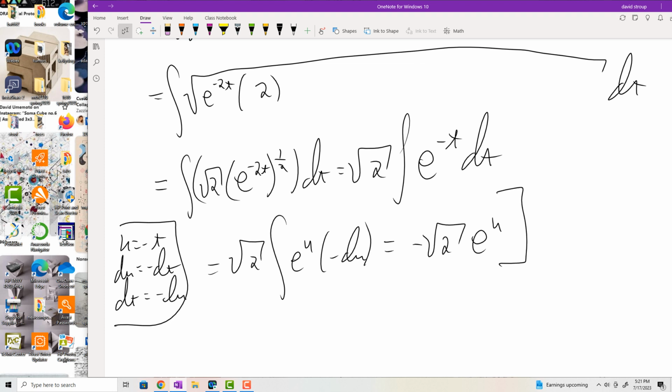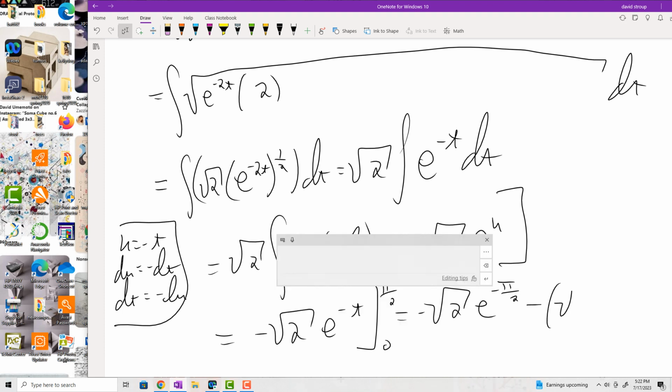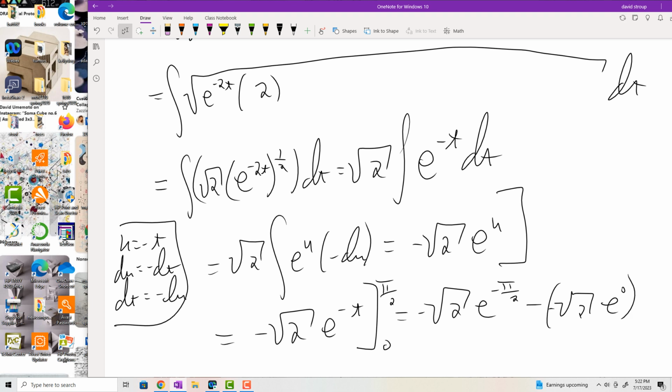Got to remind myself to evaluate. Back subbing first, e to the negative t, evaluated from 0 to pi over 2. So that'd be negative root 2 e to the negative pi over 2 minus, you have the minus, be careful, negative root 2 times e to the 0. So this will end up being negative root 2 e to the negative pi over 2 plus root 2. E to the 0 is 1. Okie dokie.